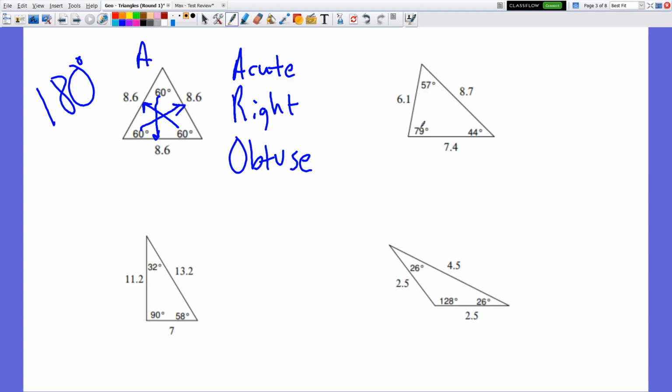Looking at 57, 79, 44. Acute is smaller than 90, right is 90, and obtuse is larger than 90. I haven't seen anything with a degree symbol that says larger than 90 yet. The largest one I see is 79. That's still acute. Look at that. 3 different angles, 3 different side measures.